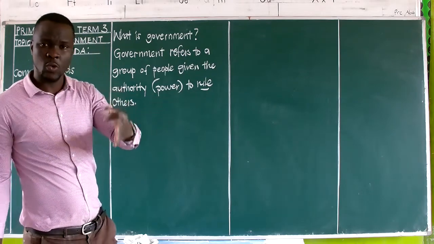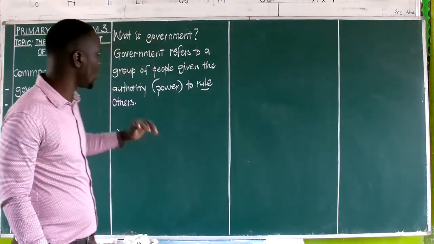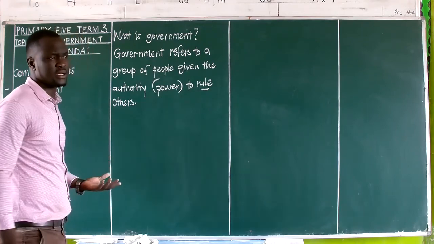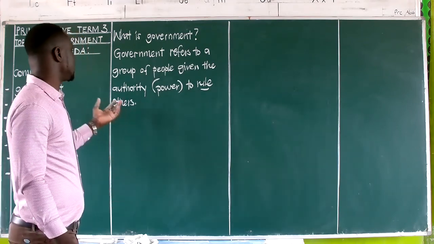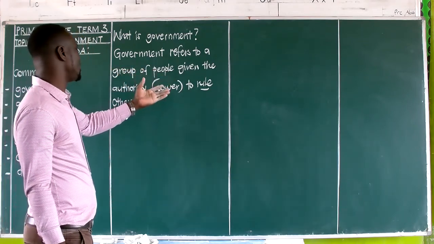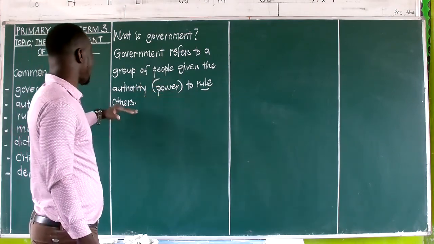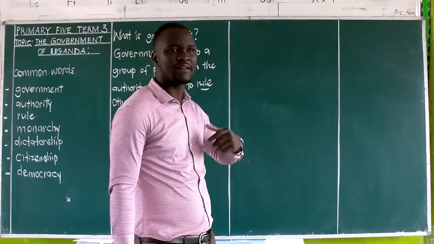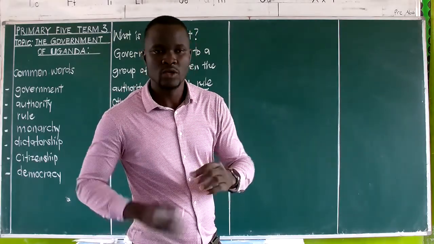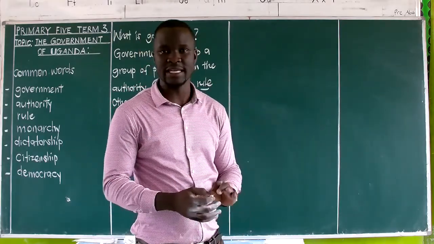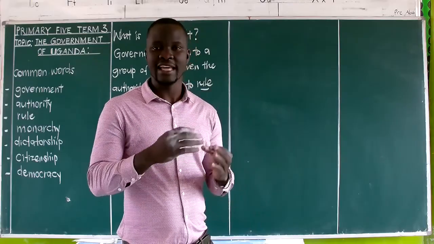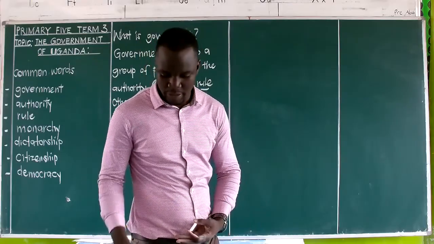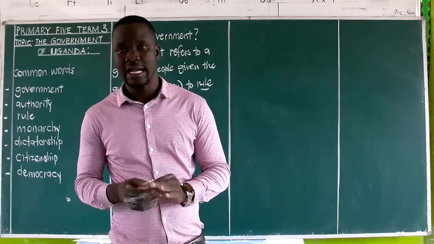We shall choose one. If we go by authority, we don't again say or power. We can use one to make it simple. Or we can say government is a group of people given the power to rule others, which means we are looking at the people who have that power to rule others, meaning to head others. Others are under them. They are the leaders. That group of people is what we call government.